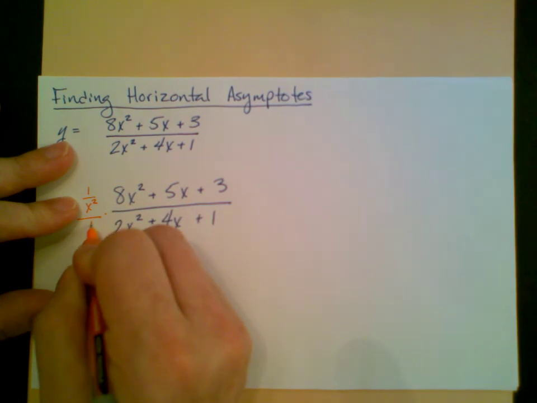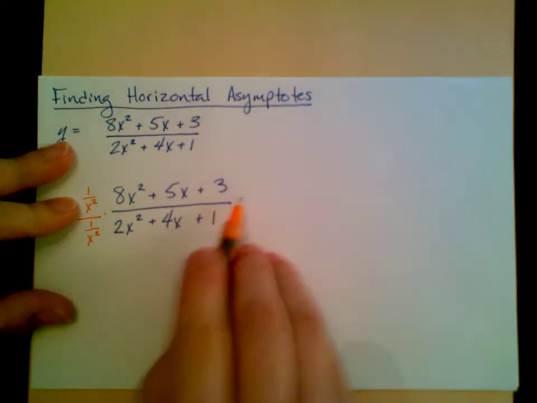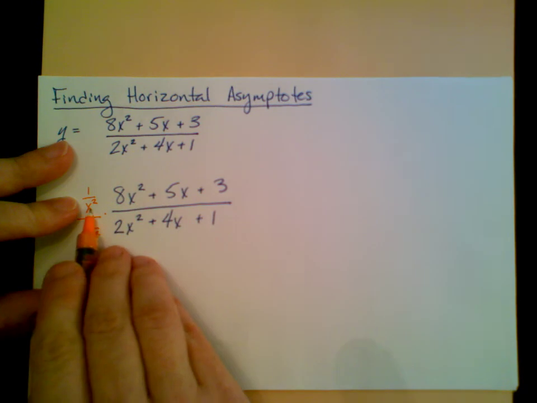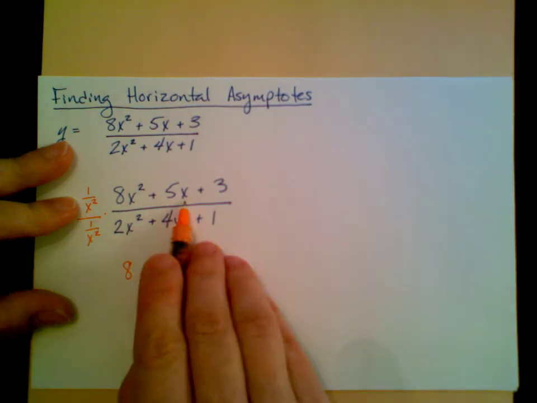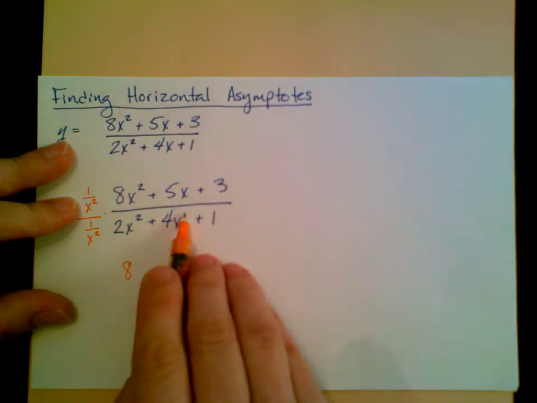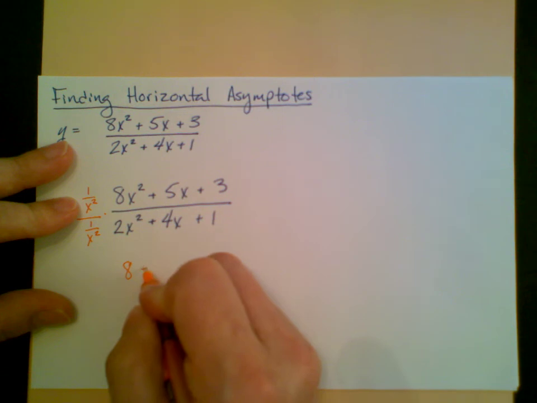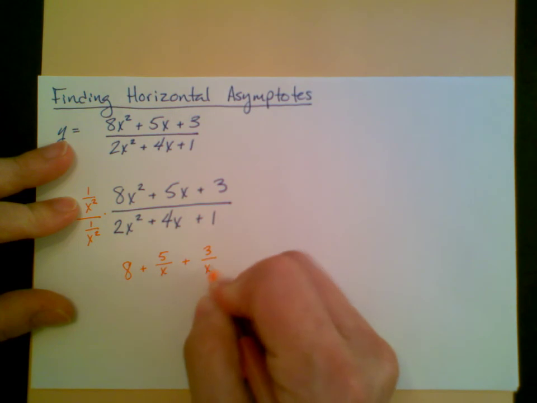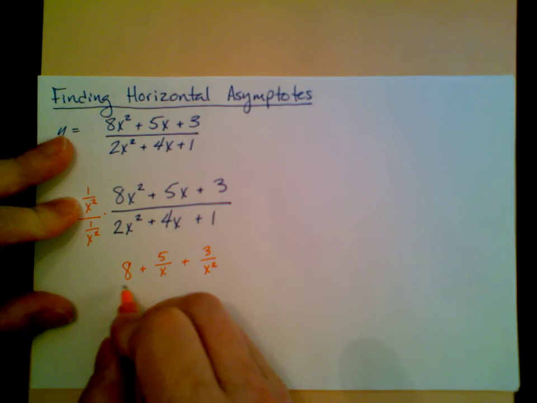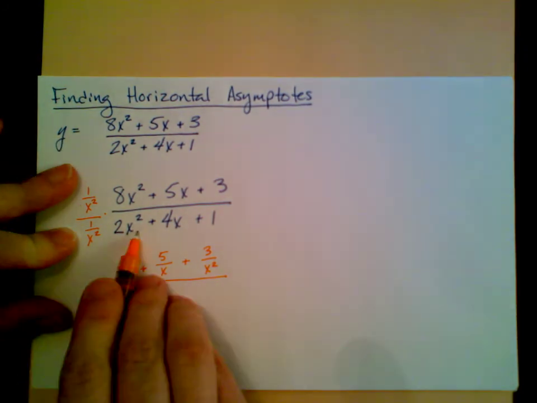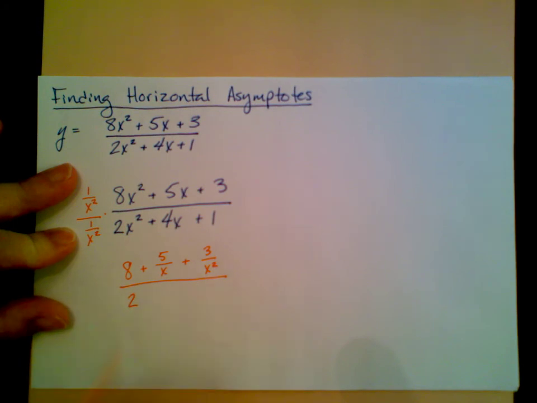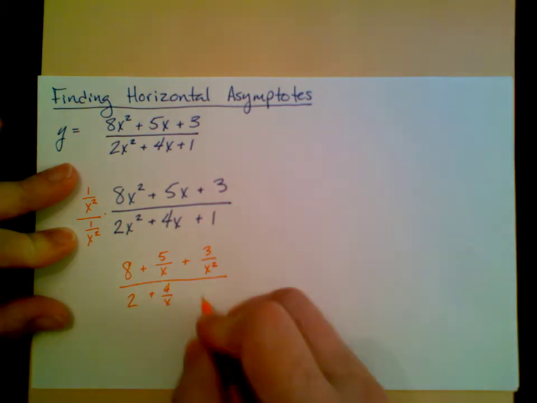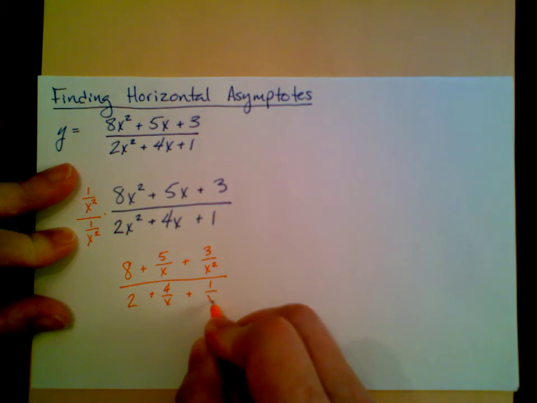I'm going to multiply that times the top. I'm also going to multiply it times the bottom. Then I'm going to distribute. I'll get 8. When I distribute, the x squared will cancel out with my 1 over x squared. When I distribute to 5x, x over x squared is 1 over x. So I multiply that times the 5 and I get 5 over x. And then I have 3 over x squared. On the bottom, I can distribute again. This will be 2. 4x over x squared is 4 over x. And then when I multiply that times 1, I get 1 over x squared.